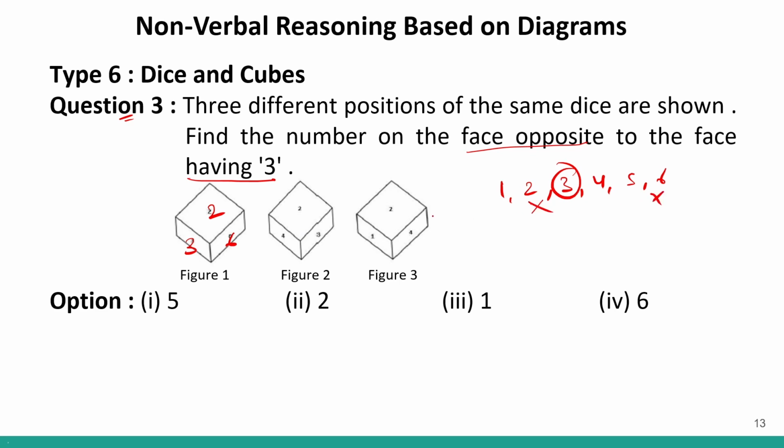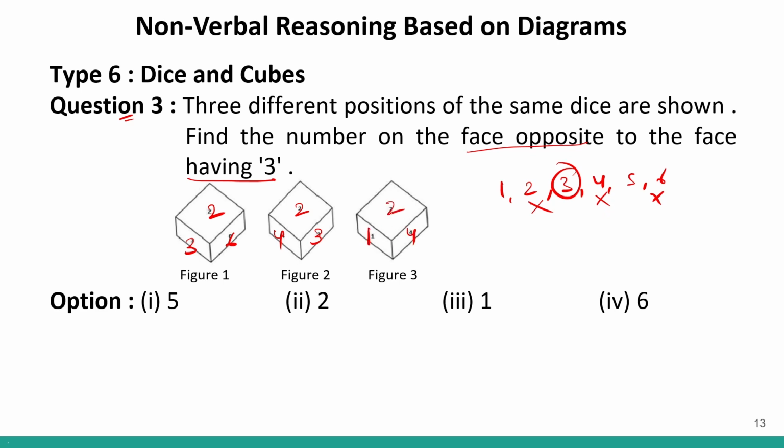Correct? Then let us look at this 3, 2 and 4. So here I can clearly say that 2 and 4 are adjacent to 3, so 4 is also eliminated. Now we have 1, 2 and 4. So 1, 2 and 4.